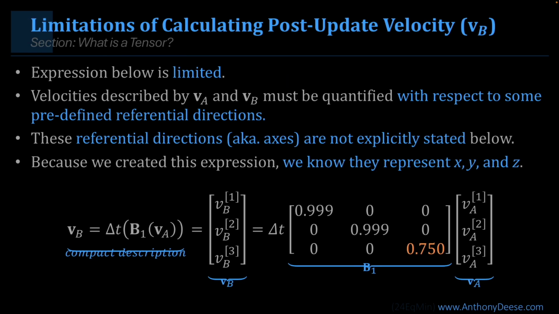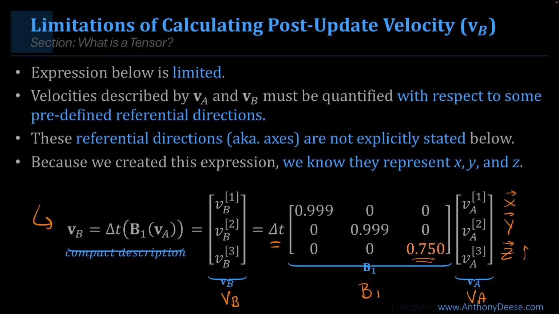Now here below is the expression, and we're going to see it's limited in some ways. So we have our velocity VB, we have our velocity VA, and then we have this matrix B1, which maps VA to VB, and we scale that by the length of the time step, which is called delta T. Now we're going to assume that the first element represents velocity in the X direction, second element in the Y direction, third element in the Z direction, and we're also assuming the Z direction is where we're moving upward. Otherwise, the gravity would speed us up instead of slowing us down.